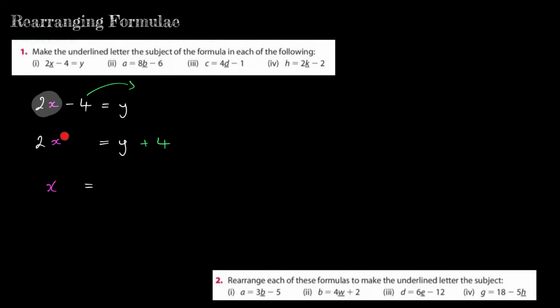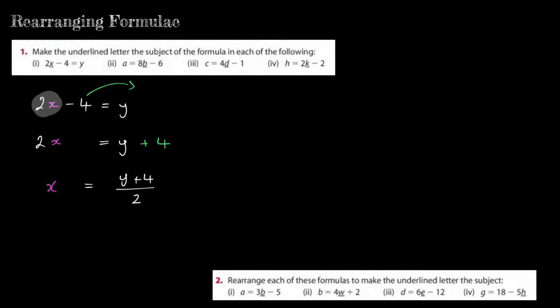I need to do the inverse operation. So the operation between the two of these at the minute is times, and the inverse, or the opposite to times, is divide. So if I divide the left-hand side by 2, that's perfect. That'll leave me with just x. But because I divide the left-hand side by 2, I have to do the same to the right-hand side, and I have to divide all this here by 2. So how I do that is I write y plus 4 all over 2.